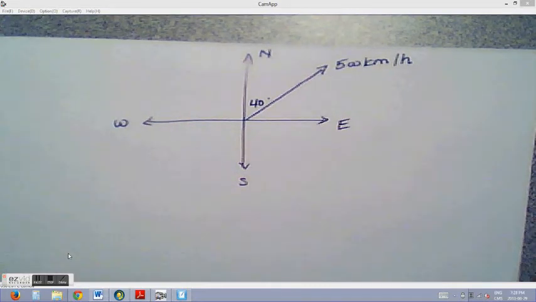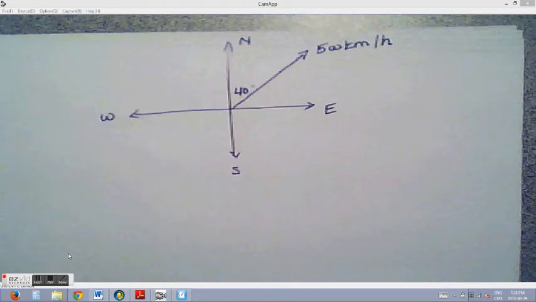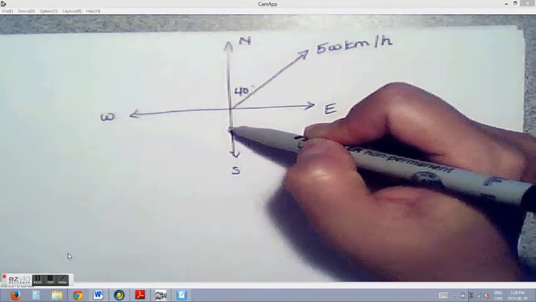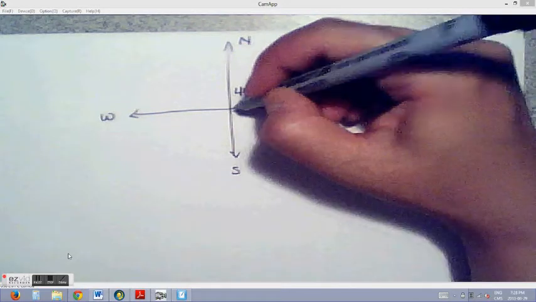And then we're also told that a 150 kilometer per hour wind is blowing from a bearing of 120. So that's the tricky part, that it says from. So 120, so that's past 90, toward 180. So we're going to say this is roughly 120.